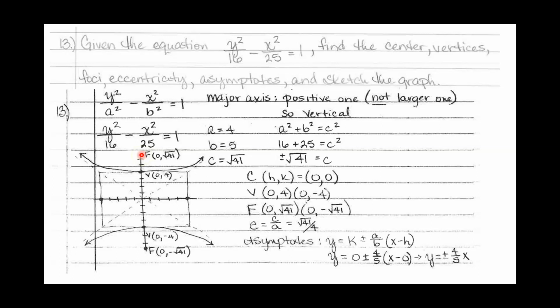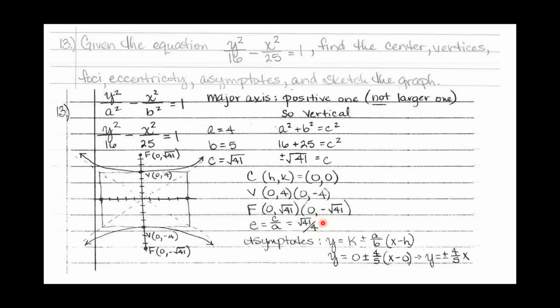My c value is square root of 41, so I'm going to start right here and go up the square root of 41, and start right here and go down the square root of 41. That will give me my foci at (0, square root of 41) and (0, negative square root of 41). Then eccentricity is my c value divided by my a value. So c was square root of 41 and a was 4, so just square root of 41 over 4.